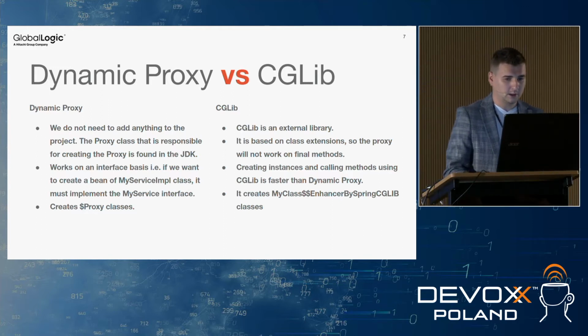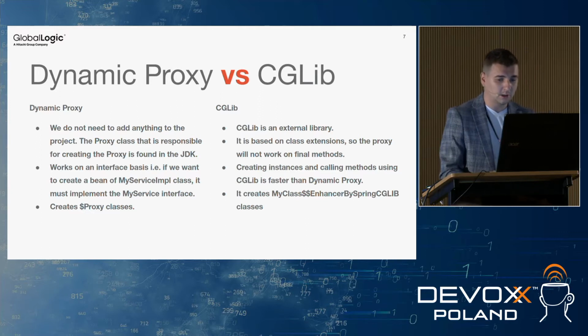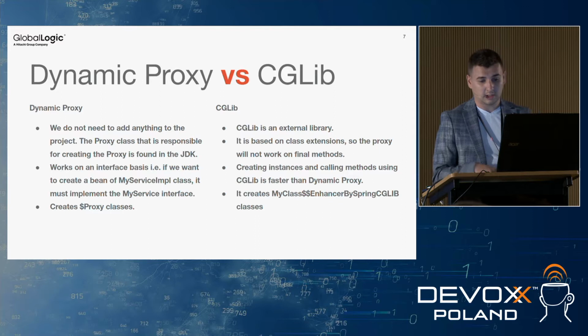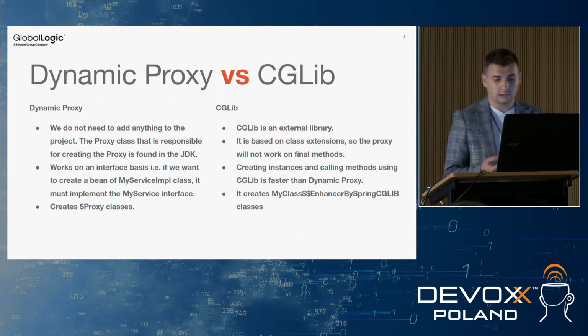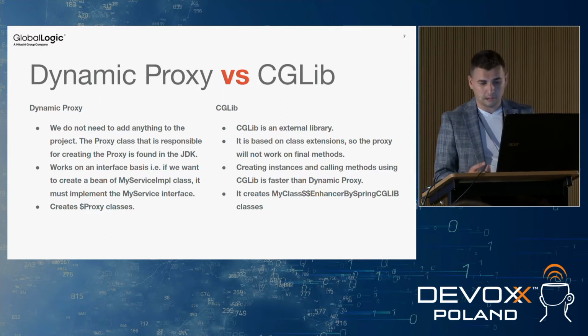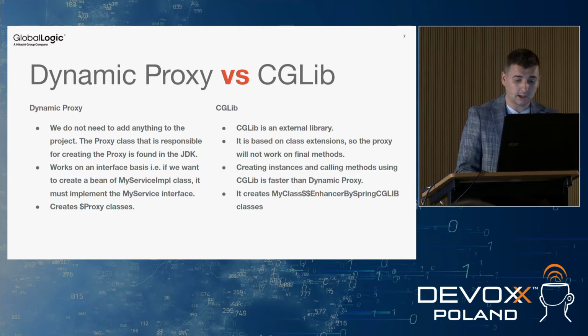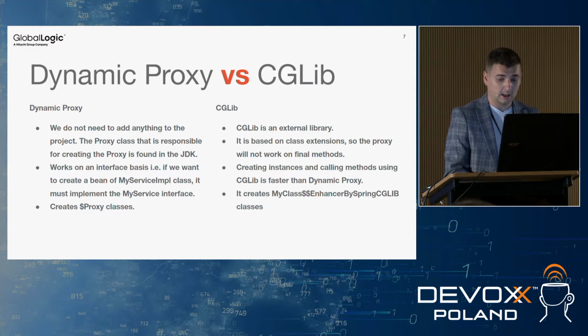We have the other approach to do this using CGLIB. It's an external library. It's based on class extension. It's important because it will not work on final methods. Because if you work with class extension, we need to override something, but we cannot do it with final. It's a little faster than Dynamic Proxy, and it creates classes like EnhancerBySpringCGLIB.